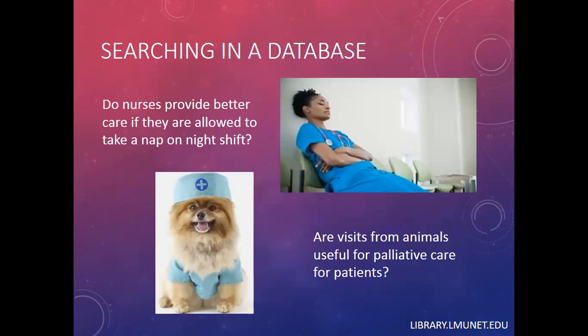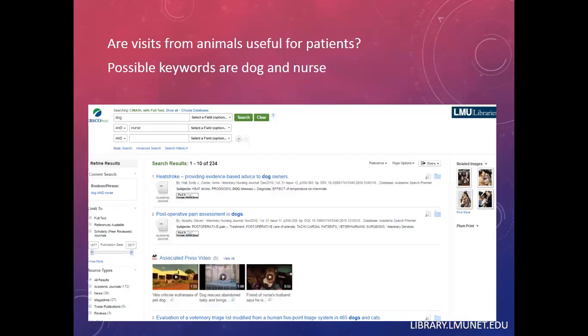So when we get to searching in a database, we really want to answer some of our questions. Good searches come from good questions because good questions include good keywords. One example is maybe you want to know if nurses provide better care if they're allowed to take a nap on the night shift. Or maybe you want to know if visits from animals are useful for the patients.